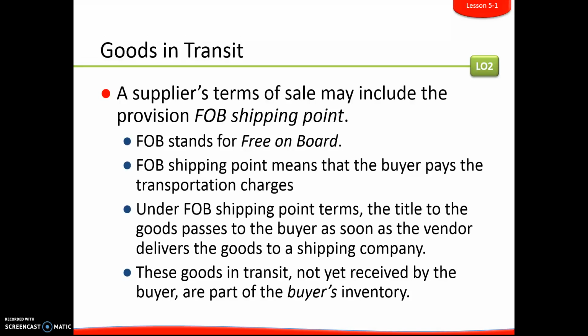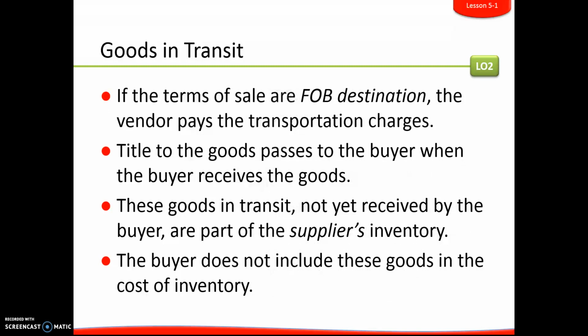Under FOB shipping point terms, the title to those goods that are in transit passes to us, the buyer, as soon as the vendor delivers the goods to the shipping company. So if we were buying from, let's say, Fleet Farm, and Fleet Farm is shipping our goods to us, as soon as Fleet Farm drops off the goods at the shipping business, they become the possession of us. So these goods in transit, not yet received by the buyer, are included as part of our buyer's inventory. So we would include those when we're doing our cost of merchandise sold assessment.